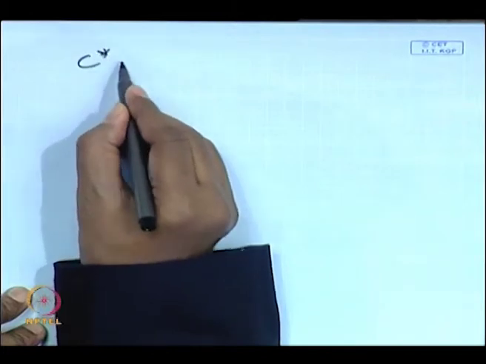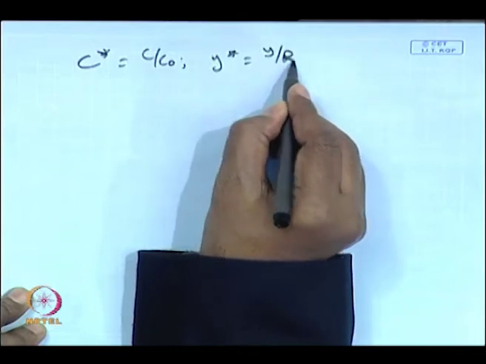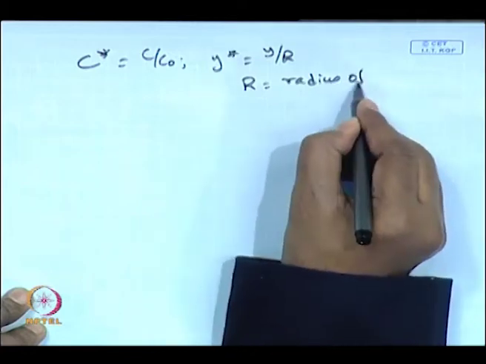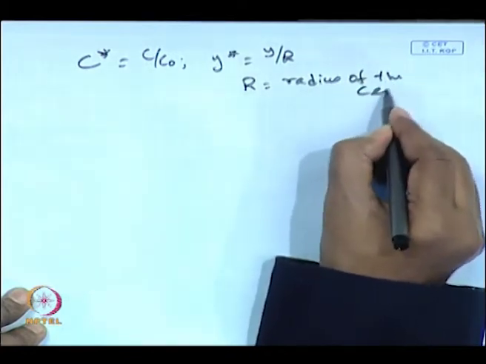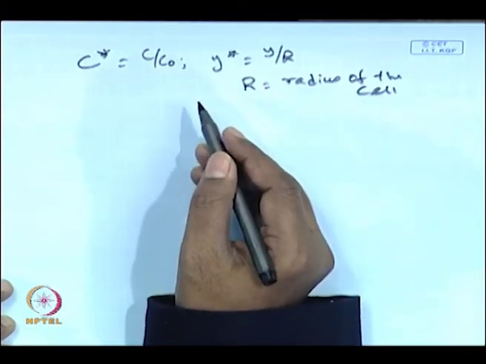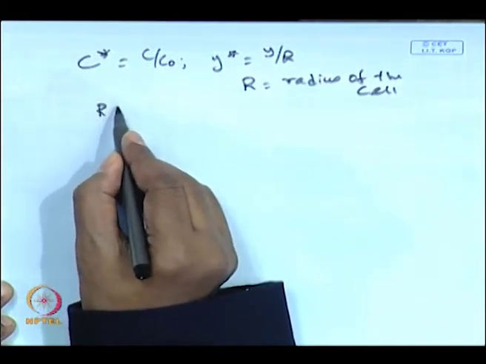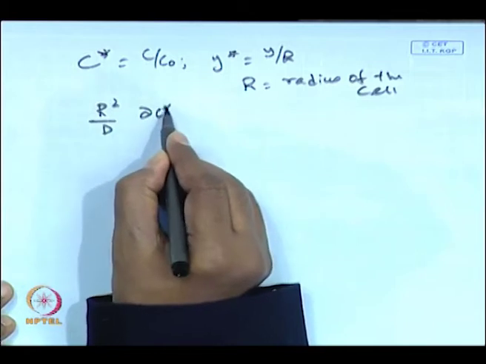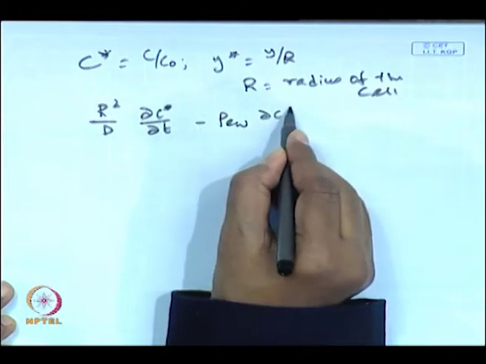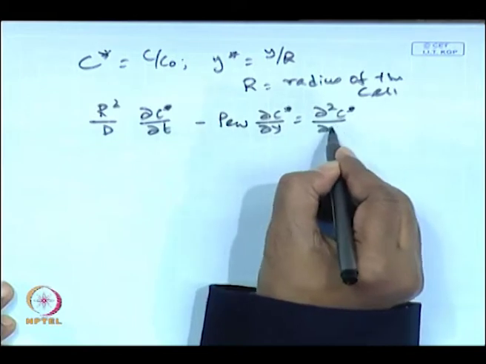We write C star is equal to C by C naught, write y star is equal to y by r, where r is the radius, inner radius of the cell, of the ultrafiltration cell. It is a cylindrical cell. So, it is the inner radius of that cell, and just put it there. So, it becomes r square by D del C star del t minus PeW del C star del y star is equal to del square C star del y star square.